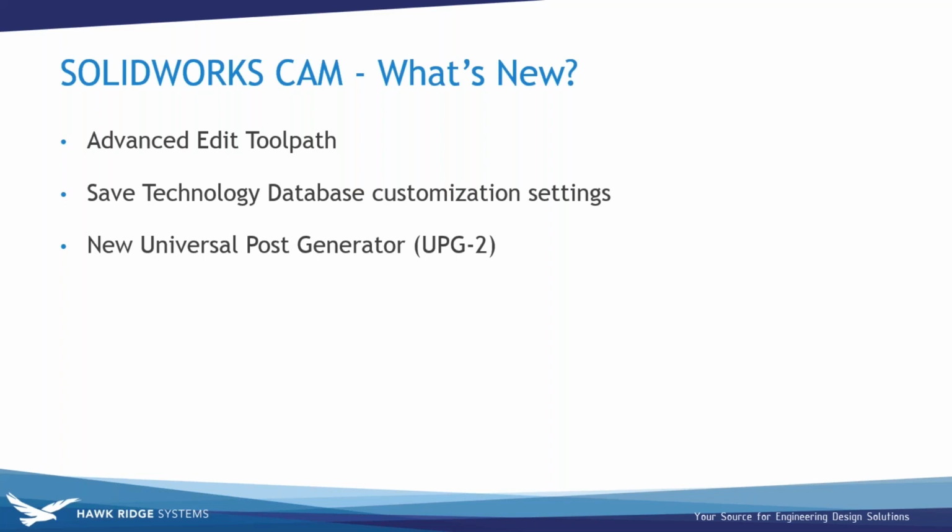And also some really nice customization settings in the technology database. If you're used to adjusting the columns or scrolling the bars across, you can now save some of those customizations to a file, and then reload them on different machines. Also, to support the new subroutine and subprogram capability and the probing capability, they released a new universal post generator called UPG2. Going forward, that will be the one you need to compile your post with to get the probing support and the subroutine and subprogram support.